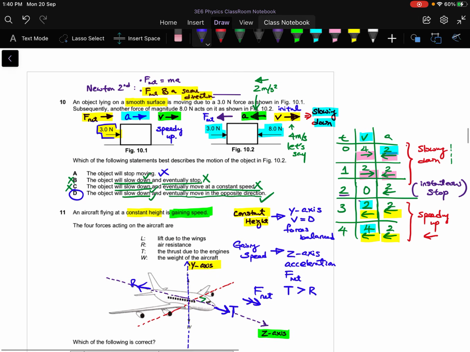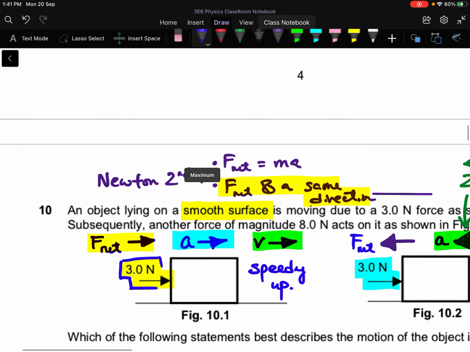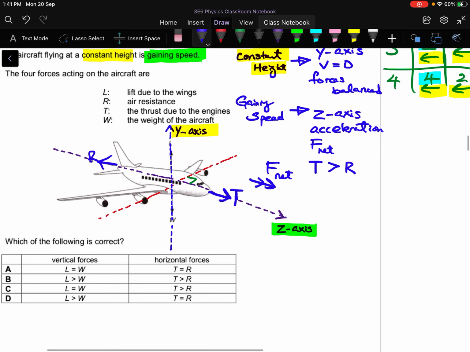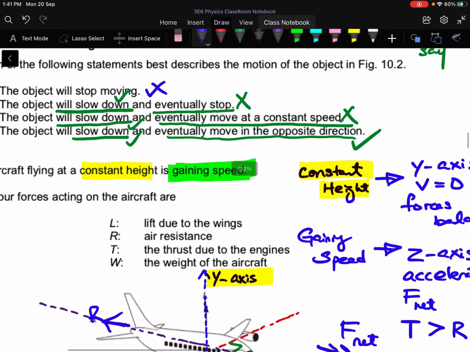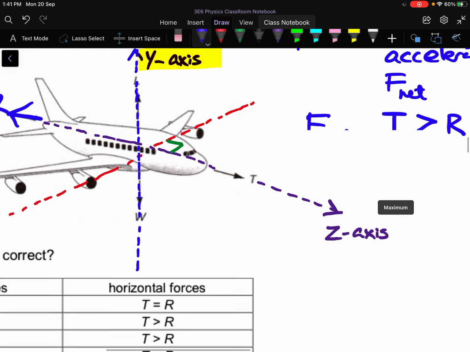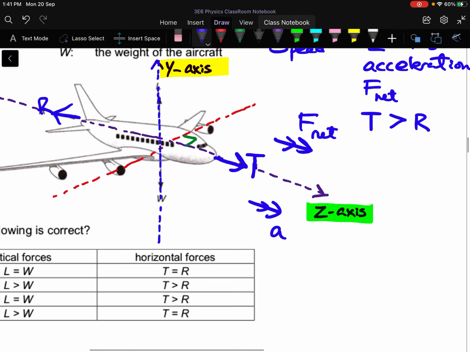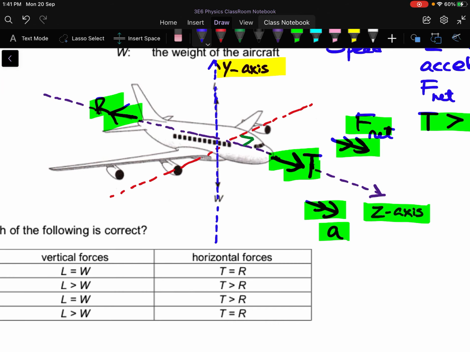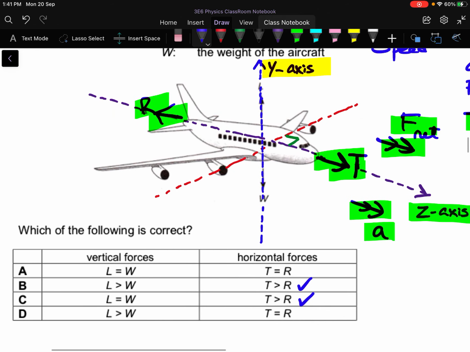Why? Because we already said for Newton's second law, the F net and the acceleration must be in the same direction. So since the question says I am gaining speed along the z-axis, it means that my acceleration must be forward. And if my acceleration is forward, that means my F net must be forward. This means that my T must be larger than my R. So that's how I get this. Once you know that, you can just match it with your options, and you can see that your answer is C for cat.